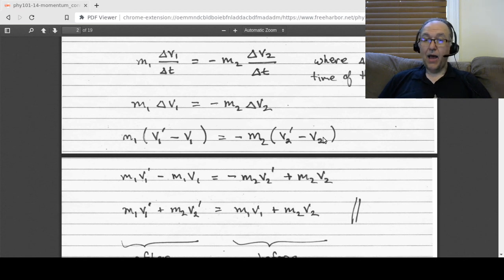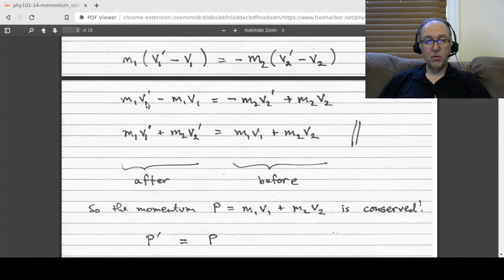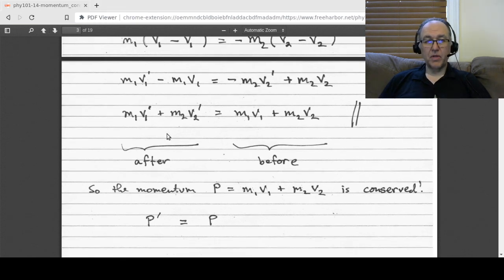Now I'm just going to rearrange the terms, and you can see here I've got M1 V1 primed minus M1 V1 equals minus M2 V2 primed plus M2 V2. What I'm going to do is put all the before stuff on the left hand side and all the after stuff on the right hand side. Basically that just means that minus M2 V2, I'm going to bring that to the left hand side, and this minus M1 V1, I'm going to bring that to the right hand side. When you do that, you get this equation, which is M1 V1 primed plus M2 V2 primed is equal to M1 V1 plus M2 V2.